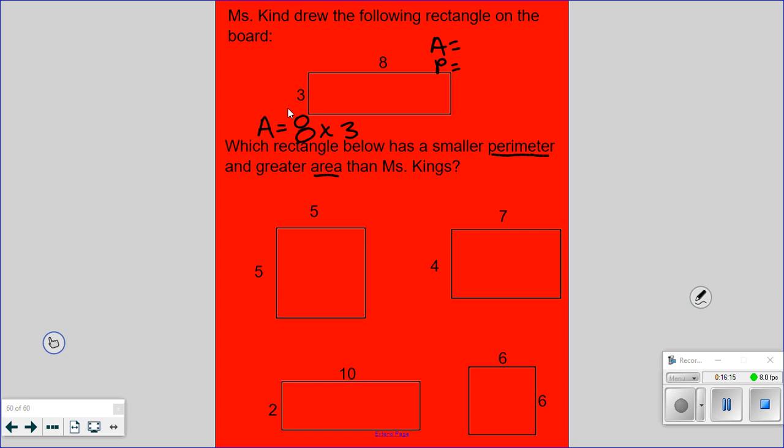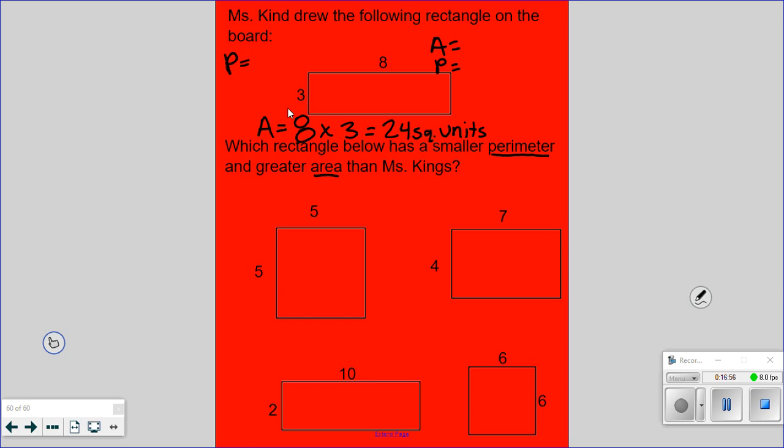If you weren't sure, I would definitely start with 8 times 2, 2 groups of 8, and then count on 1 more group. 2 groups of 8 is 16, plus 1 more group, Bella, 24. That means our area is 24 square. Did it give us a unit? No. No unit, so it'll just be square units. Alright, what about our perimeter?